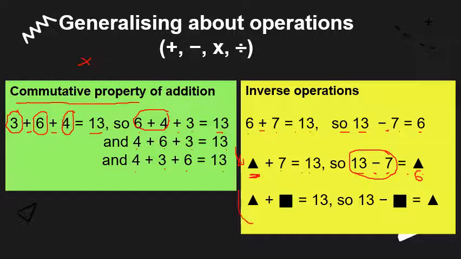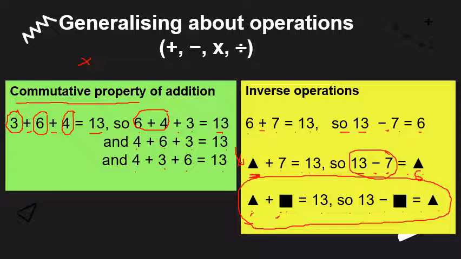And this last one here, we don't actually have the values. We've got a triangle and we've got a square. So triangle plus square equals 13. So 13 minus square equals triangle. Now, it's not about finding out, is this a 4 and is this a 9, or what is actually the value of these. It's more about simplifying the equation or thinking about it in another way, thinking about the relationship between all of these values and also the operation as well.